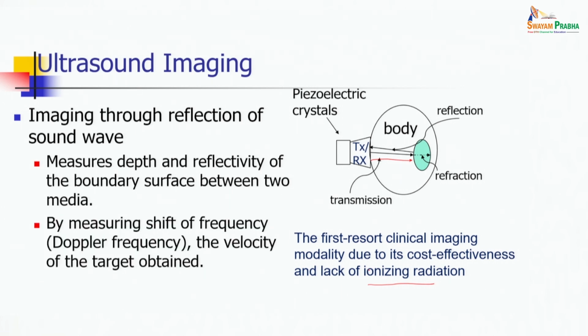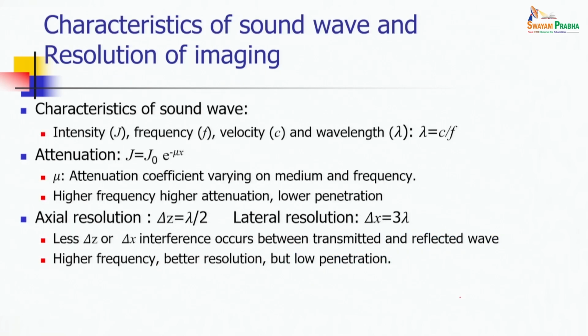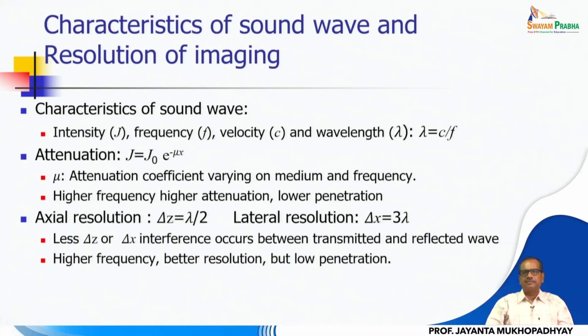And in some modes, even the shift of frequency is used. Suppose the body is moving, then the reflected wave will have a shifted frequency, like the Doppler effect; we call it Doppler frequency. From the shift you can measure the velocity of the target object also. So the temporal dynamics of objects can also be captured through this imaging, and this operates between 2 to 40 megahertz of acoustic wave.